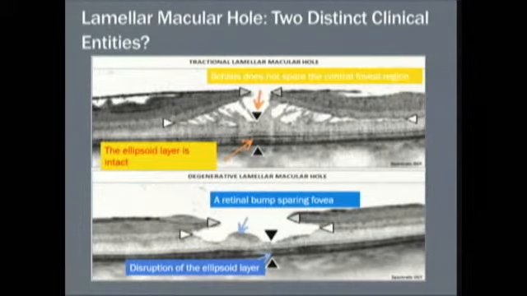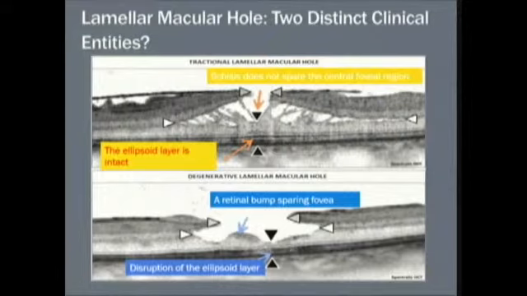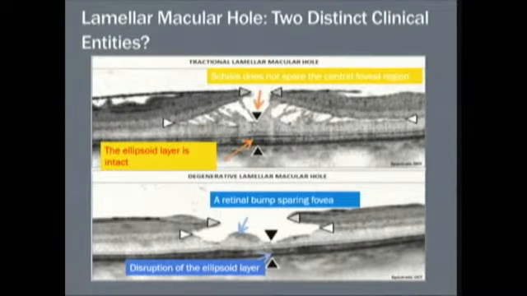The tractional lamellar hole is characterized by a schisis, and this schisis does not spare the central foveal region. So it affects the foveal region, and there will be a clear epiretinal membrane which causes this traction, and the ellipsoid area is still intact. So the photoreceptor area is not affected in tractional lamellar hole.